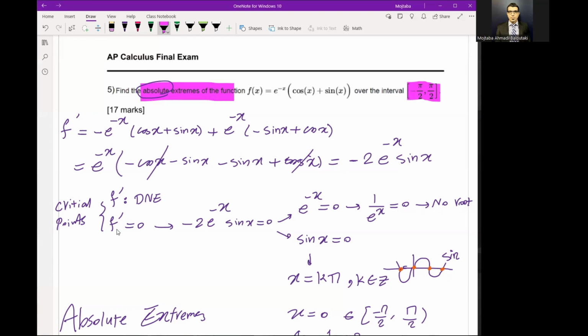In terms of the roots of f prime being equal to 0, we have two factors. E raised to minus x equal to 0, which is 1 over e raised to x, can never be 0. E raised to minus x basically doesn't have any roots. Or sine of x equal to 0, which means x is k pi. These are the 0 values. In this interval, the only value that we have is 0.